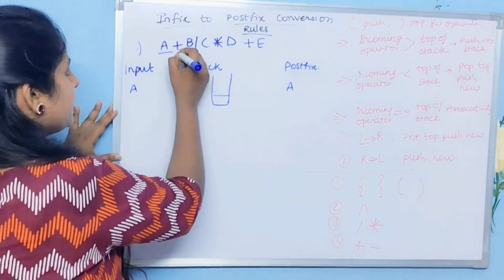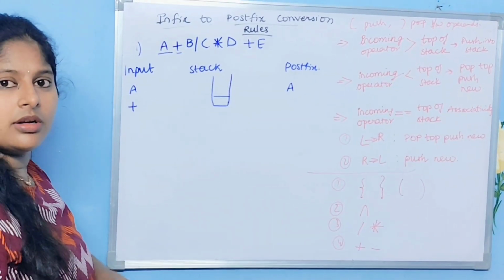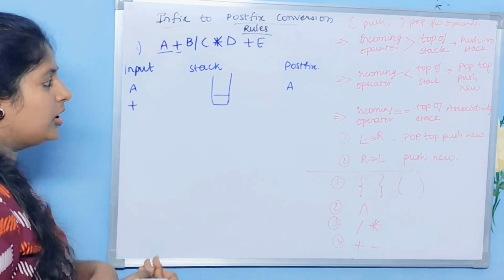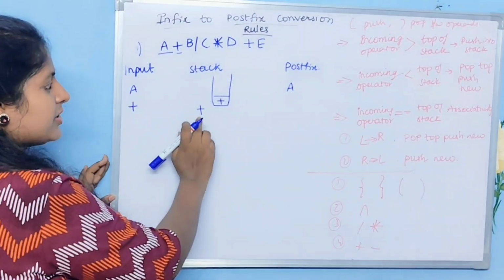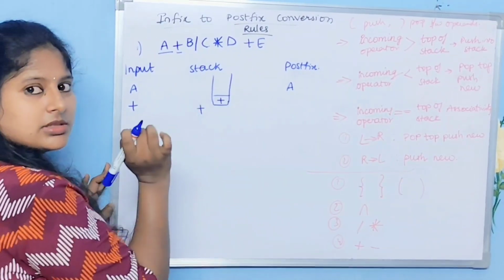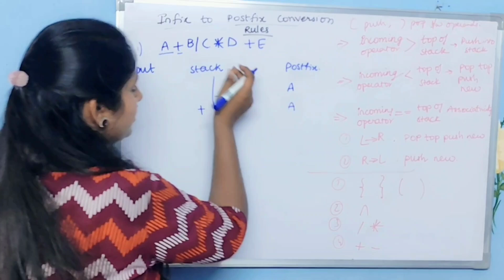So the next input is plus. If you get an operator and the stack is empty, you can directly add it in the stack. I'm showing the stack in symbols, a small diagram. Okay. Now A, nothing is there, you carry out.